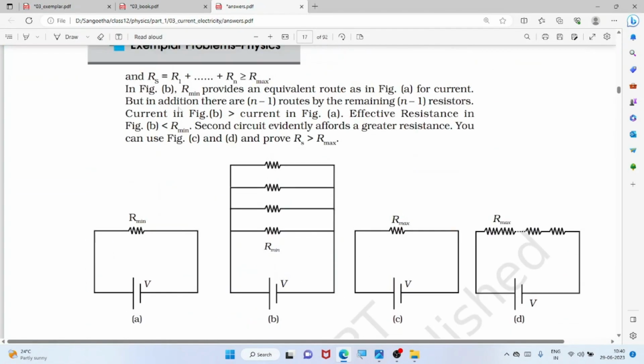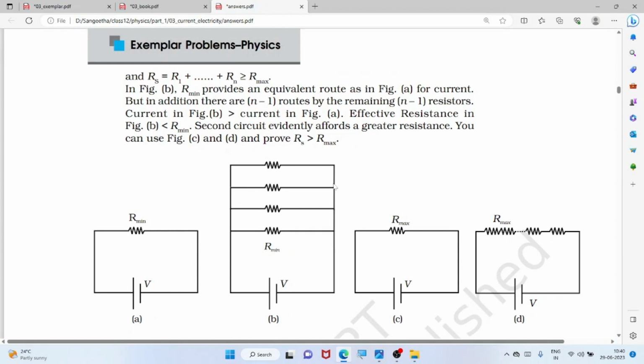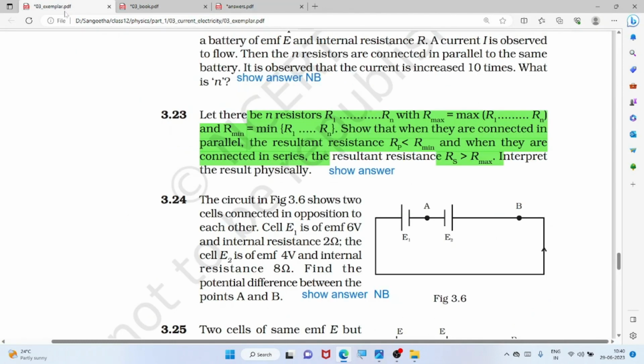Okay, you can go through this answer. When you connect in series, R resultant is greater than the R maximum. Parallel means R resultant is less than the R minimum.